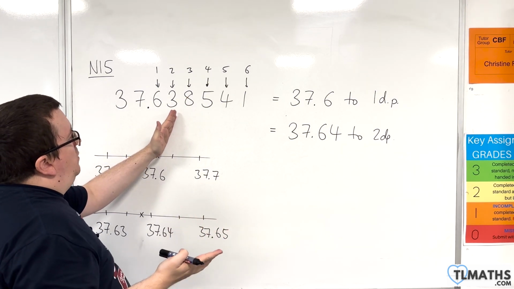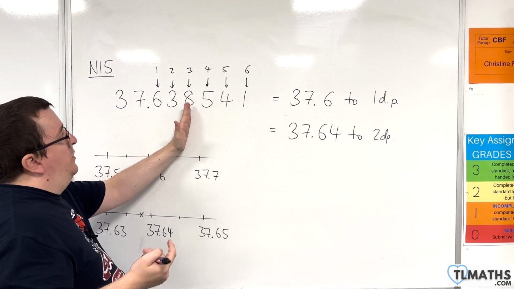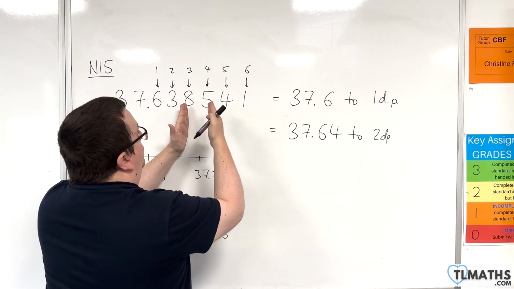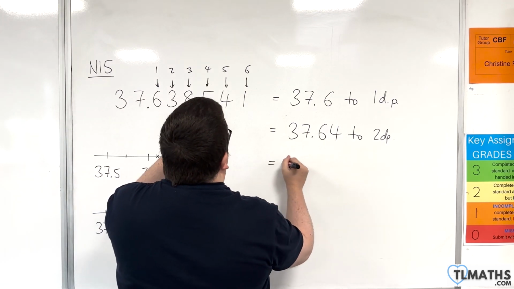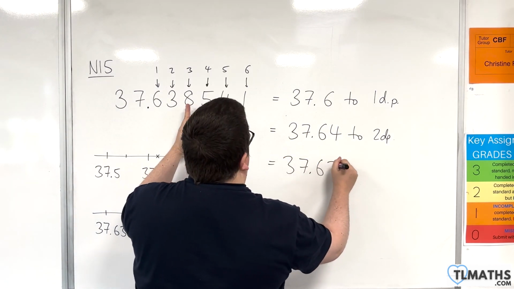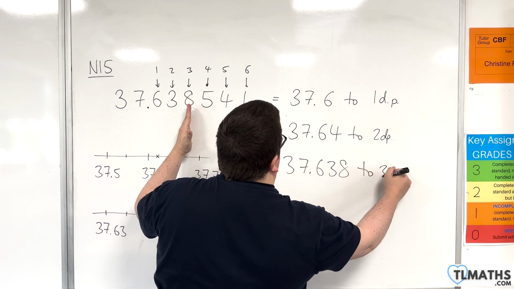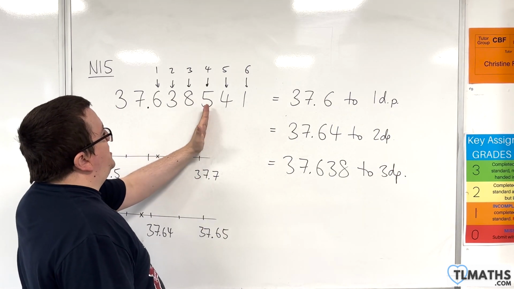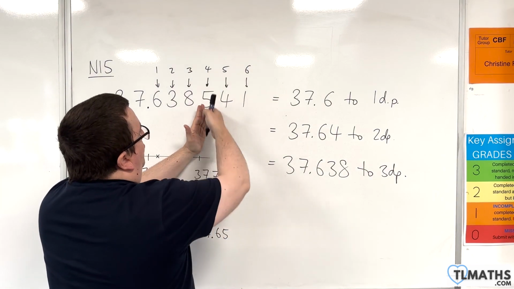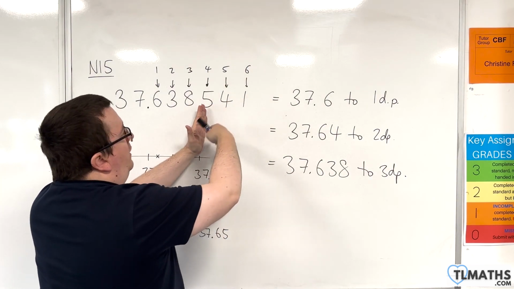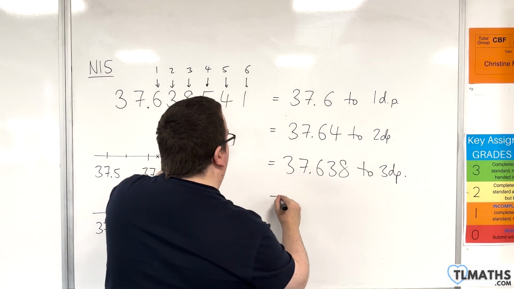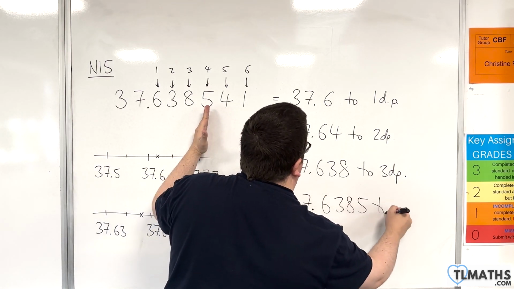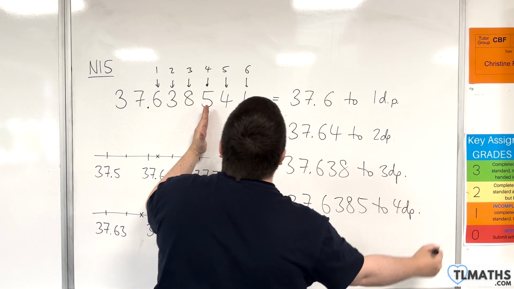So to 3 decimal places, we go to the third decimal place, you look one to the right, it's a 5, so we round it up. So this is 37.638 to 3 decimal places. If we want to go to 4 decimal places, you look at the 4th decimal place, one to the right, we're going to round down this time, so that's 37.6385 to 4 decimal places.